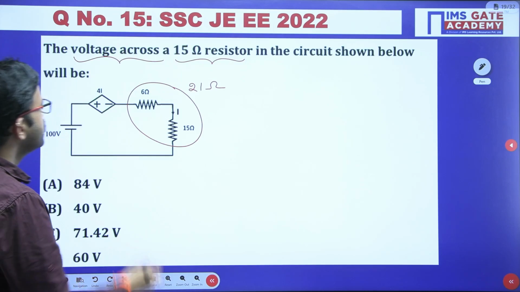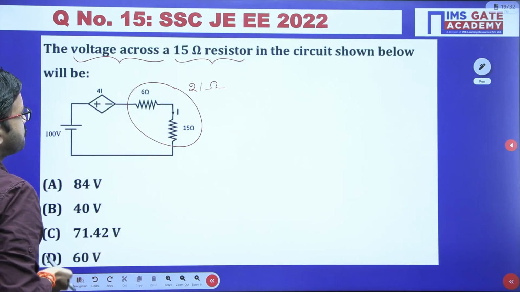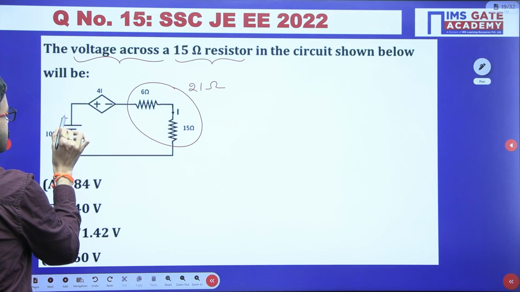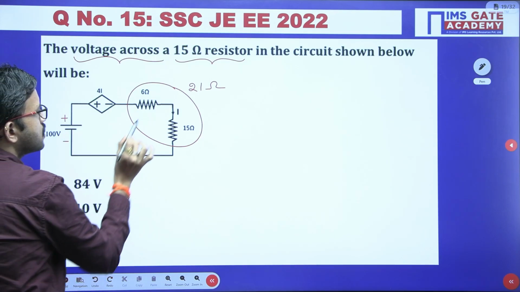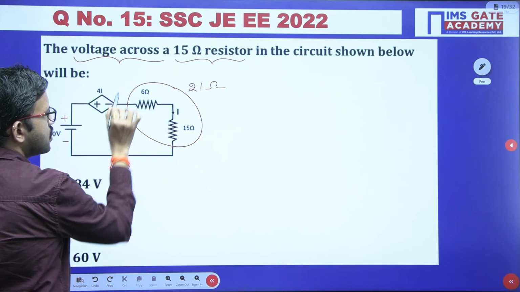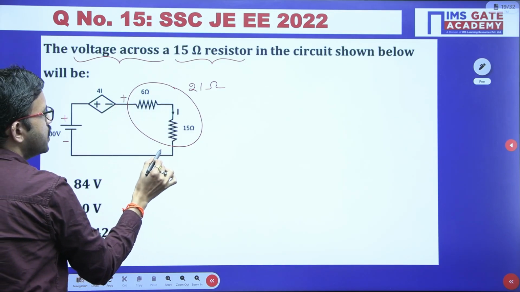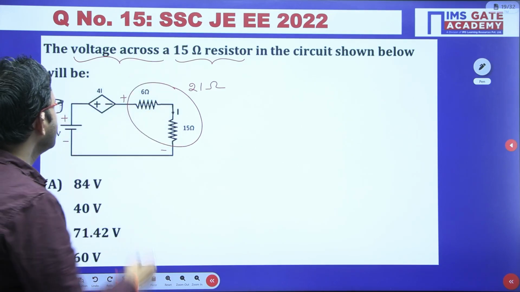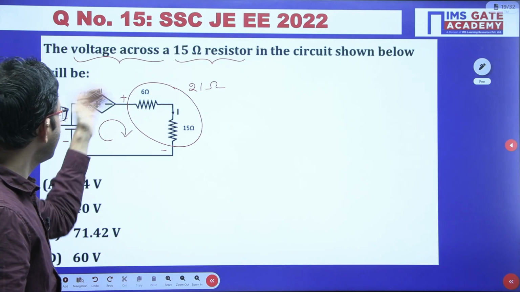Now in this direction current is flowing like this. You can observe here the polarities are minus, plus, and here the polarity is already given plus, minus. Now if you consider this entire resistor as a single resistor, here you are getting plus sign, and here minus sign, because current is flowing like this. Now just apply KVL around this closed path.